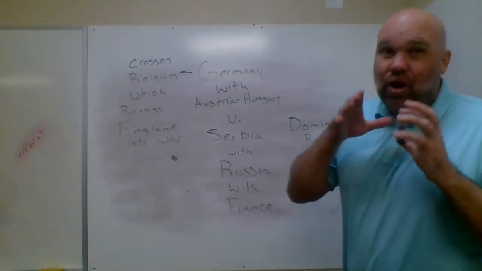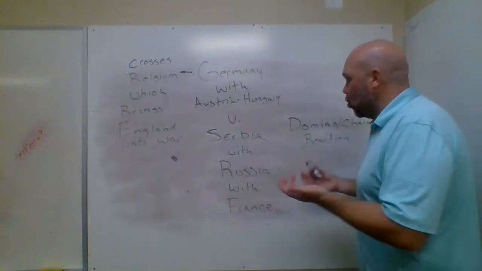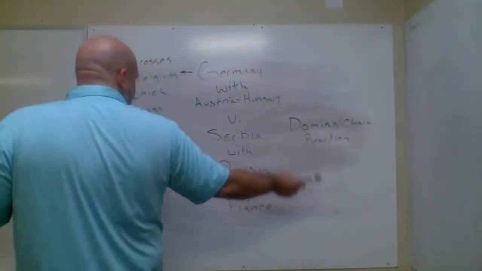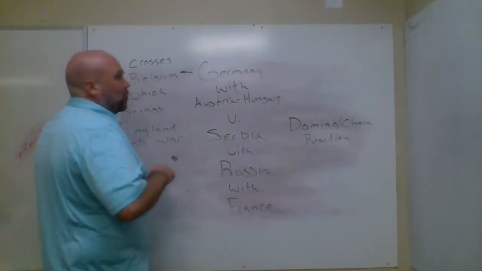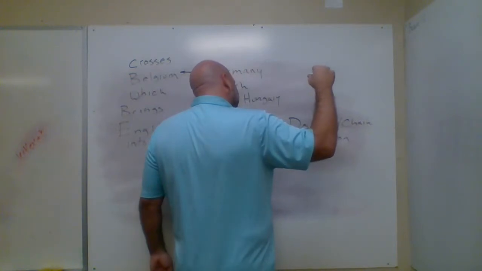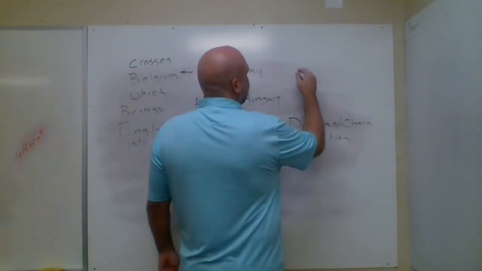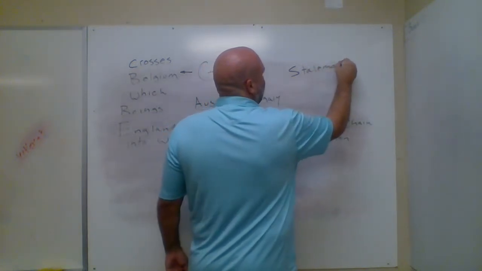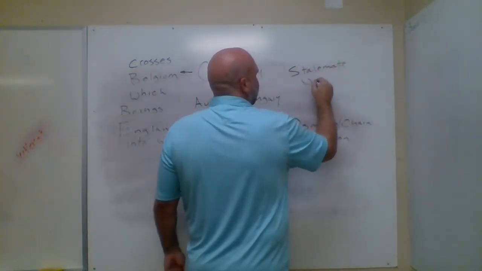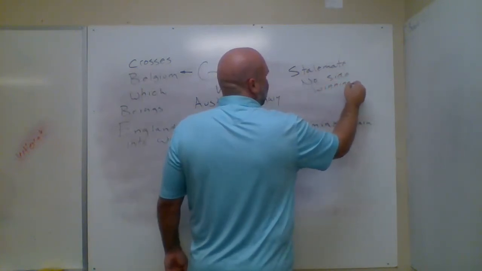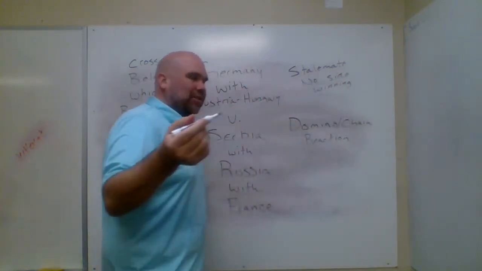What's going to happen immediately in this war? I said we're going to get to fighting today. As Germany goes to attack France, we're going to see, I'll put it up here, as definitions: domino effect, chain reaction. This war quickly becomes a stalemate, meaning no side winning. Why does it become a stalemate?